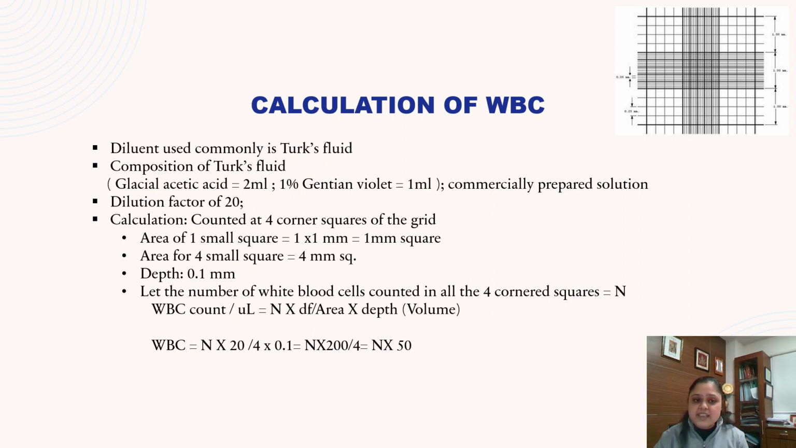So the volume is calculated as follows: area into the depth. So it comes out to be n by 4 mm into 0.1 mm, and multiplied with the dilution factor, that is 20 as mentioned before. Therefore, white blood cell count is equal to n into 50.